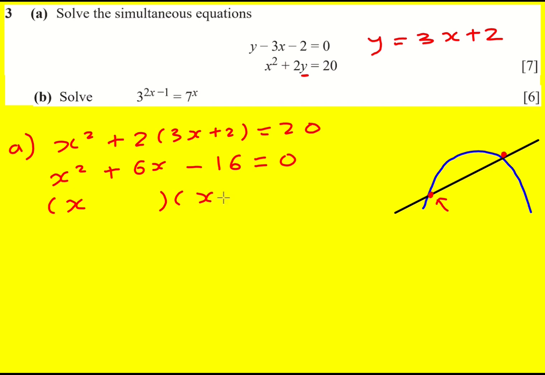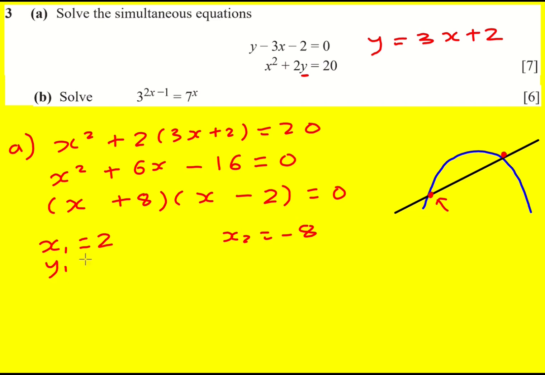Let's see if this factorizes. 8 and 2 jump out at me because they multiply to give 16, and I can see if I do 8 minus 2, I'll get 6. So I'll make this plus 8, this one minus 2, and then it checks out. x1 is 2, x2 is minus 8.